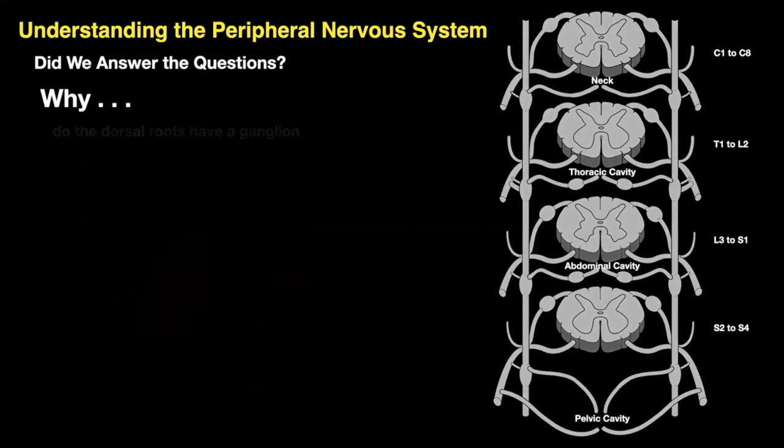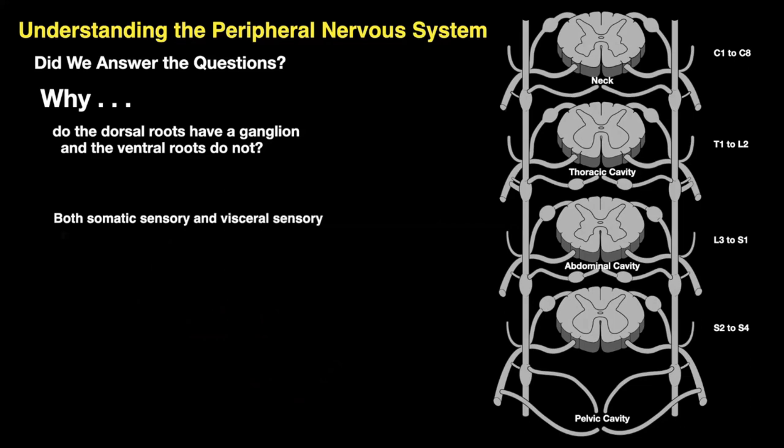Why do the dorsal roots have a ganglion and the ventral roots do not? Well, remember, those were the crest cells that stayed put and became all the sensory output, both somatic and visceral. And so those were cells outside the neural tube. And that created the dorsal pathway, the sensory route.